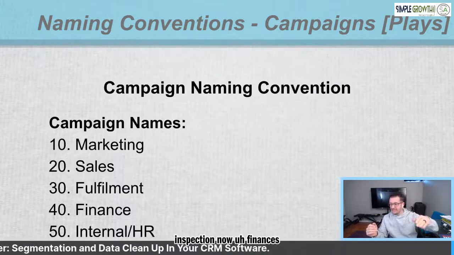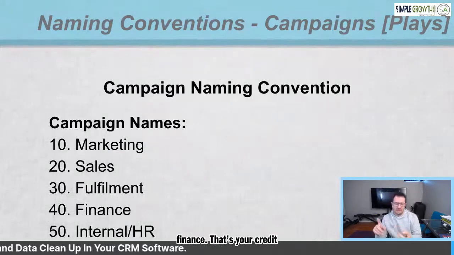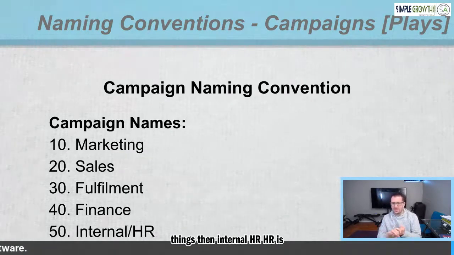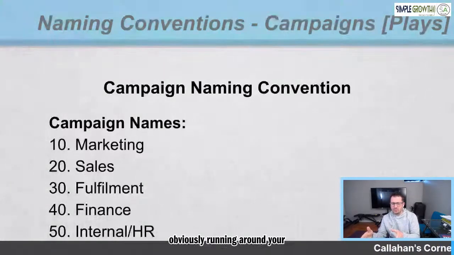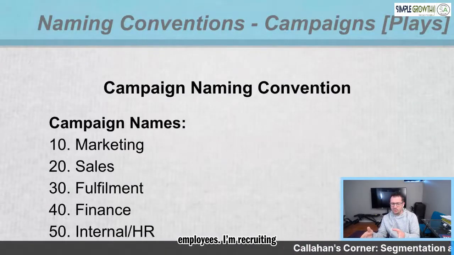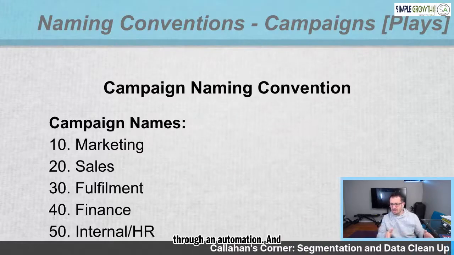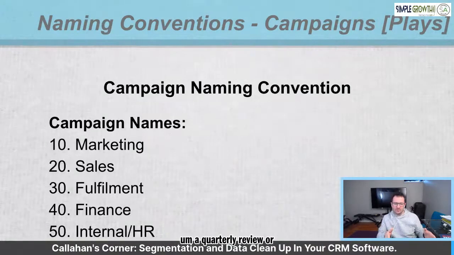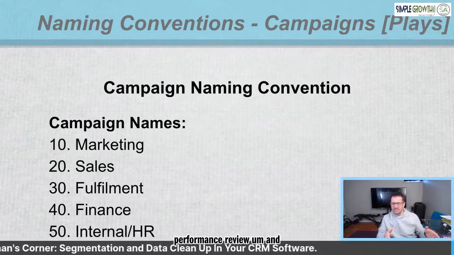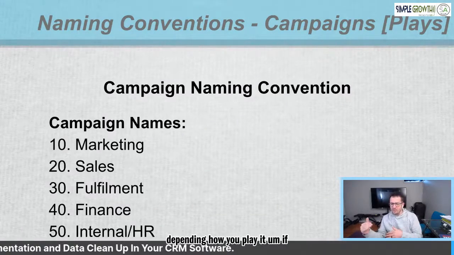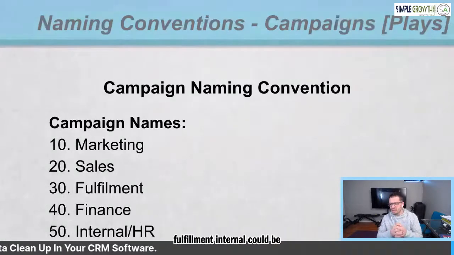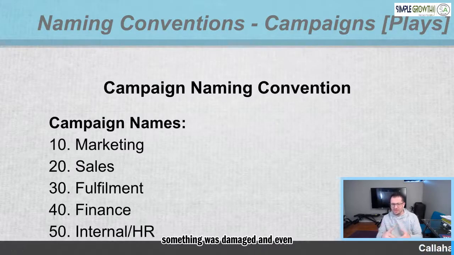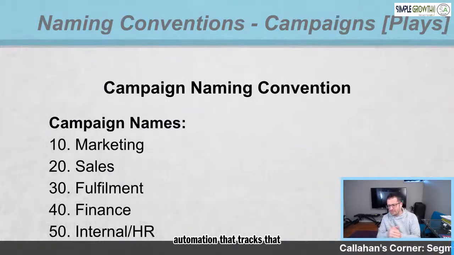Now, finance is finance. That's your credit cards on file. It's your update credit cards. It's your overdue invoices, all those things. And then internal HR is obviously running around your employees, onboarding, recruiting, and training employees through an automation. And internal could be your other internal processes, like a quarterly review or a performance review. And depending how you play it, if it didn't fall within fulfillment, internal could be going out and fixing damage reports, or if something was damaged, maybe an automation that tracks that internal process from stem to stern.